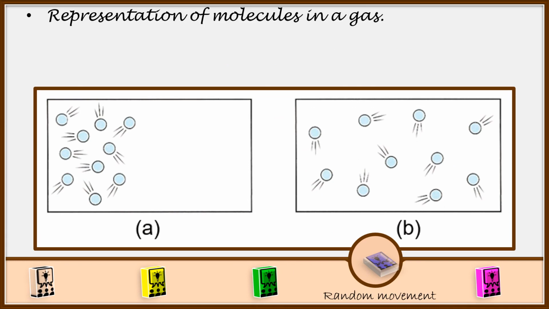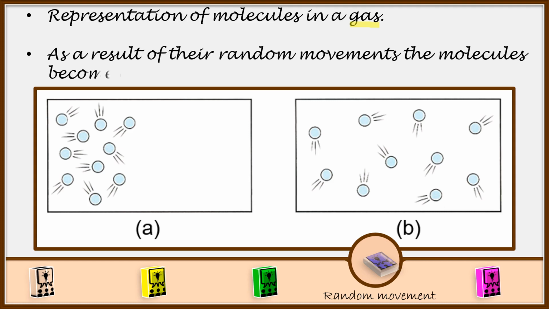Representation of molecules in a gas. We want to look at the representation of molecules in a gas. As a result of their random movements, the molecules become evenly distributed. We know that for the gases, they move freely. They move in any direction.